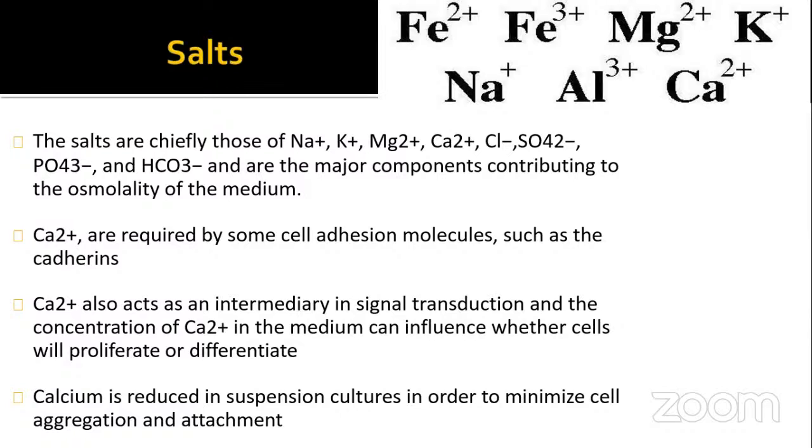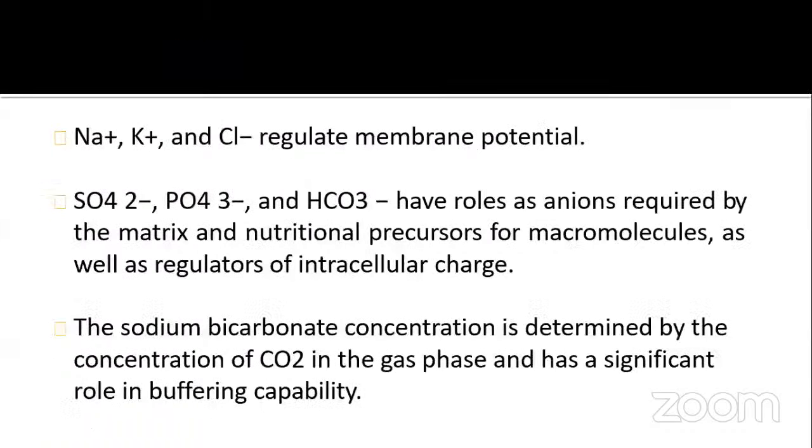And the concentration of calcium in the media influences the proliferation and differentiation. It is reduced in suspension cultures because cells have to get adhered if calcium is there. So calcium should not be used in the suspension culture because it will aggregate. The cells will get attached or aggregate. To minimize that, we should not add the calcium, or we can reduce the quantity.